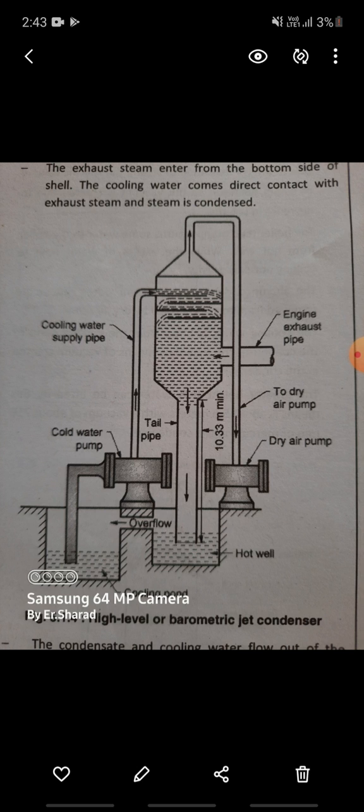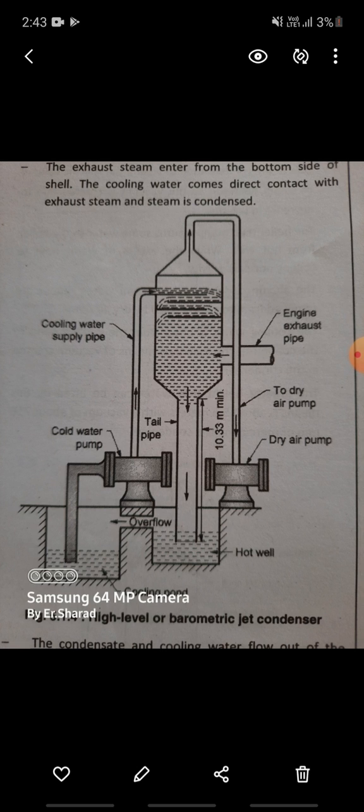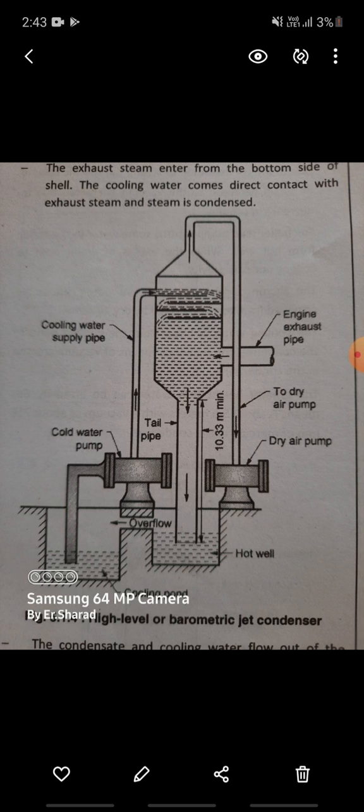The cooling water from the cooling pond is sucked by the cold water pump and discharged to the top of the condenser cell, which flows over the plates fitted in the condenser cell alternately. The exhaust steam enters from the bottom side of the cell.